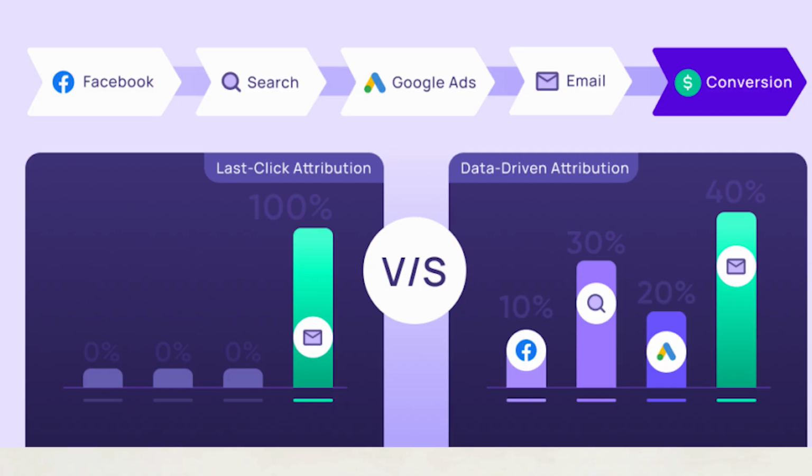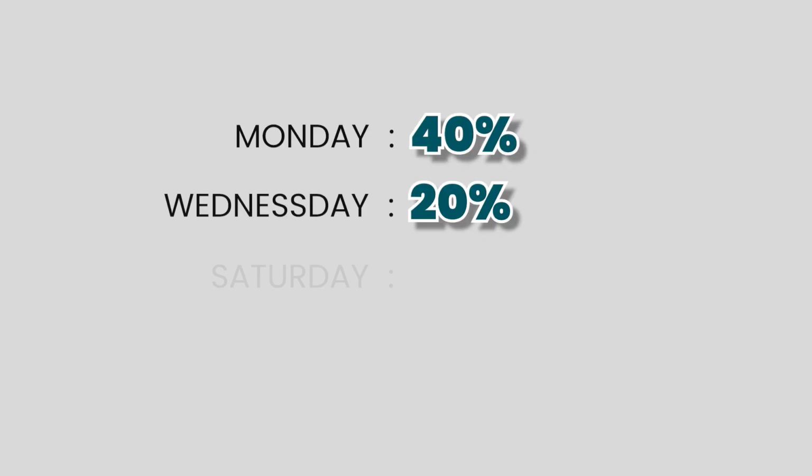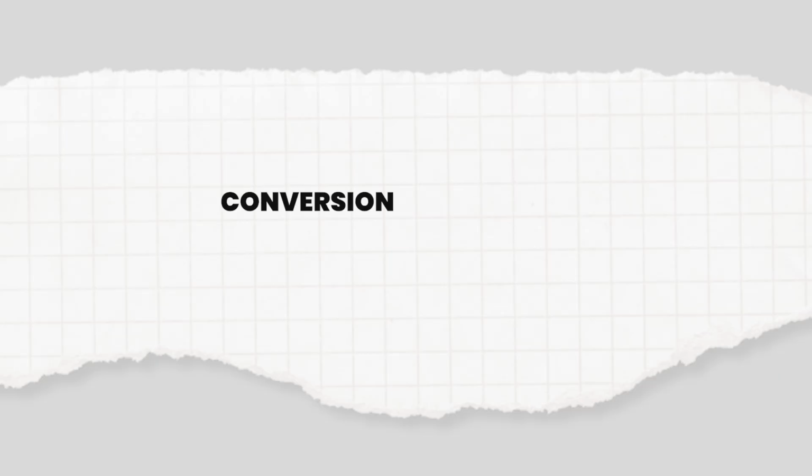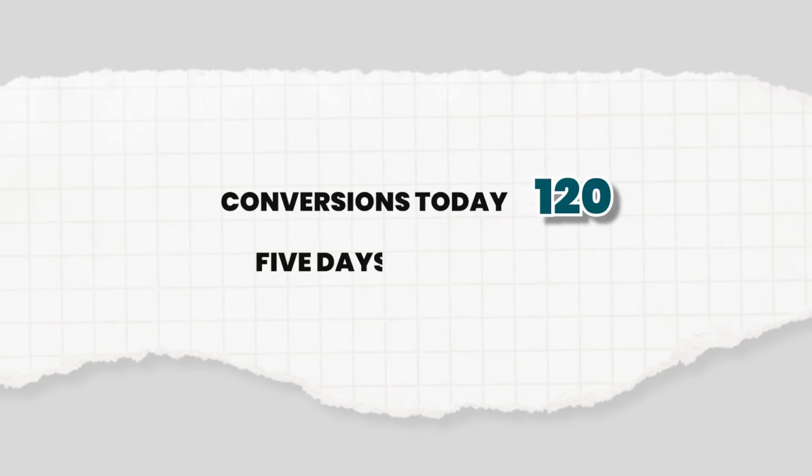Now we use data-driven attribution. Google spreads credit across the journey. So it might look like Monday 40%, Wednesday 20%, Saturday 40%, much more accurate. But this creates something called a reporting gap. Because Google needs time to analyze user behavior, your numbers aren't final immediately. You might see 120 conversions today, and 5 days later it becomes 140. That's why you should never make big decisions based on yesterday's data.